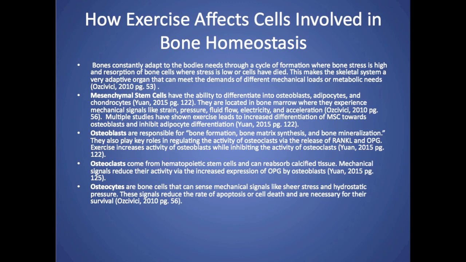Bones constantly adapt to the body's needs through a cycle of formation where bone stress is high and resorption of bone cells where stress is low or cells have died. This makes the skeletal system a very adaptive organ that can meet the demands of different mechanical loads or metabolic needs. Mesenchymal stem cells are the first cells we're going to cover, and they have the ability to differentiate into osteoblasts, adipocytes, and chondrocytes. They are located in bone marrow where they experience mechanical signals like strain, pressure, fluid flow, electricity, and acceleration. Multiple studies have shown that exercise leads to increased differentiation of these mesenchymal stem cells towards osteoblasts and inhibits adipocyte differentiation.